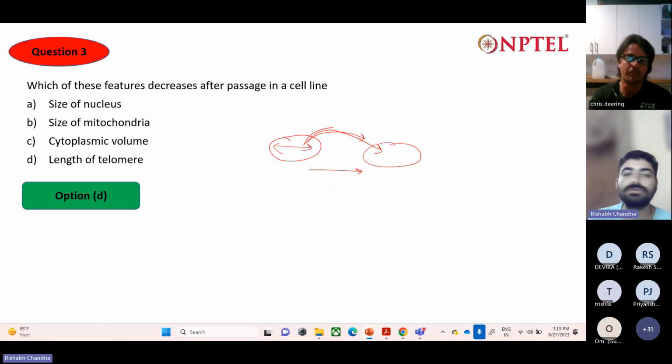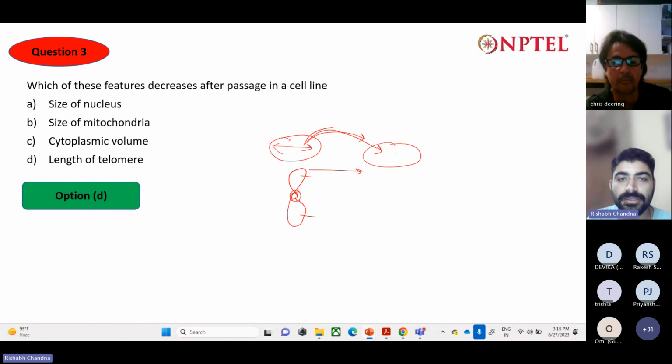Okay. So what happens is, you know what a chromosome is, right? So this is basically a chromosome. This is one chromatid. This is the other chromatid. And this is the centromere. The telomeres are the ends of the chromosome. So these ends of the chromosome are known as telomeres.